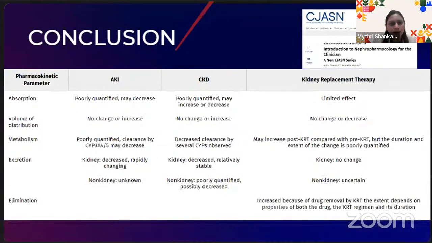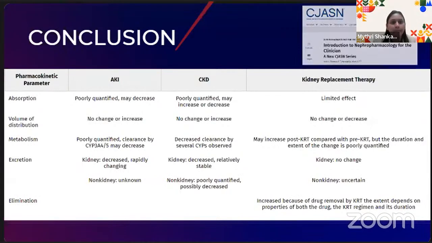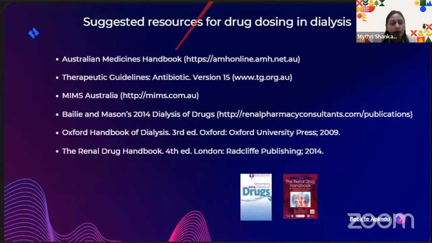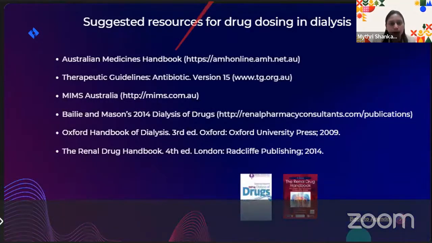For further reading, you can check out this article on CJASN. It is Introduction to Nephropharmacology for the Clinician. You will find a table in which the pharmacokinetic parameters are different in acute kidney injury, chronic kidney disease, and kidney replacement therapy. For pharmacokinetics, we don't have to remember the volume of distribution, bioavailability, and what is the dosing. We can just look up drug dosing in dialysis books. There are various sources that are available.